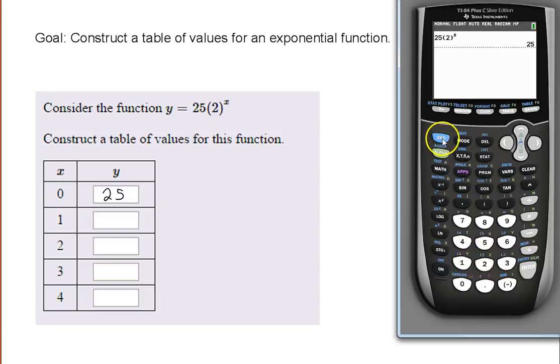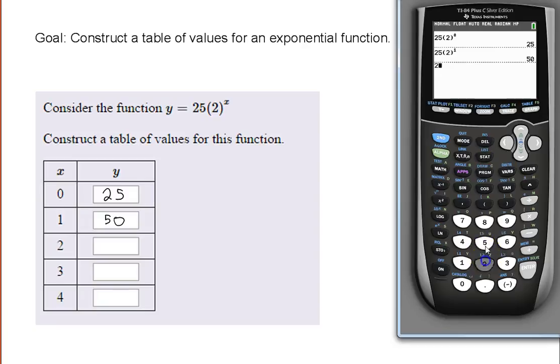I'm going to do the same thing again. 25 times, so I'm going to do parentheses 2, and I'm going to raise it to the first power, and I get 50. And this also makes sense because 2 to the first power is just 2, so this is 25 times 2.